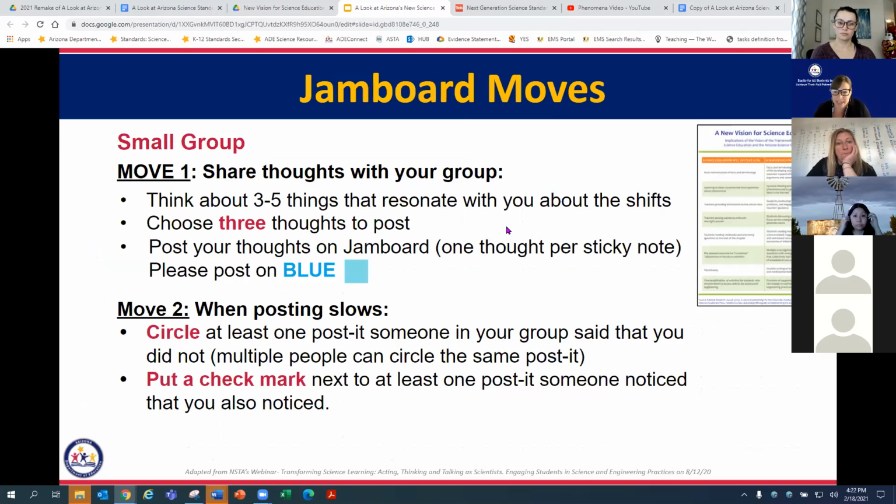And if you haven't done this with kids yet, I use this in all the science lessons we do. So if you keep coming to our webinars, you'll see us use these moves in Jamboard a lot. And a move is basically directions. So what we're going to do, you're going to think about the things that stuck with you, what resonated with you. You're going to pick three things that you're going to put on a post-it, but you're going to make three post-its, one per idea.